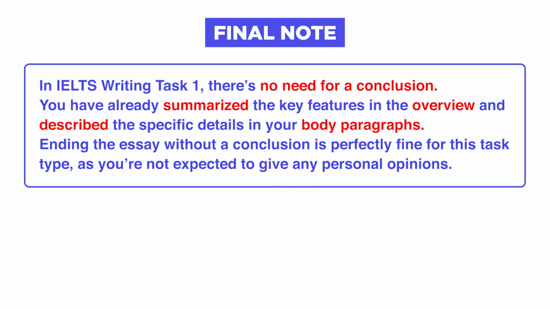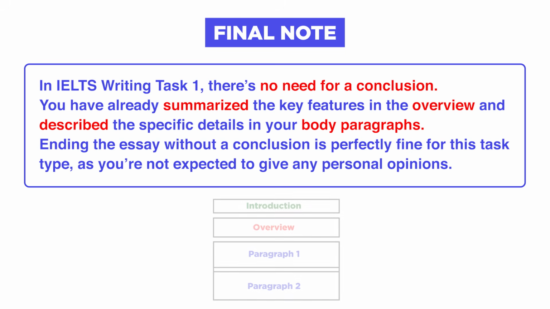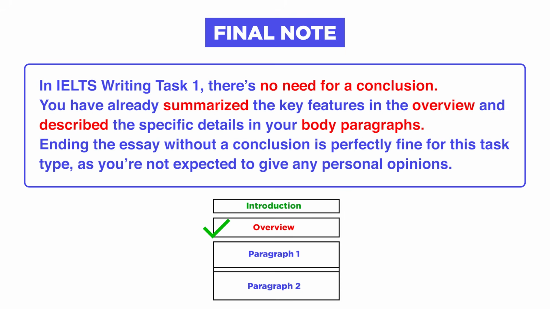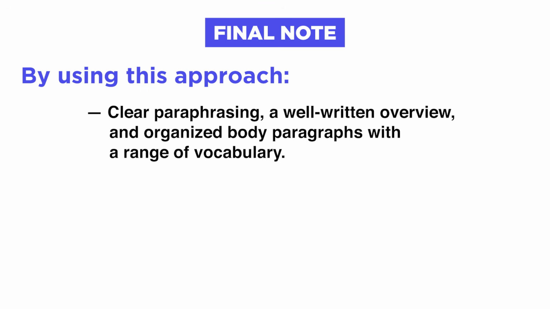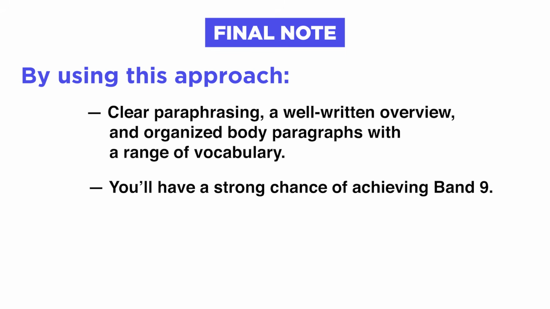Final notes. In IELTS Writing Task 1, there's no need for a conclusion. You have already summarized the key features in the overview and described the specific details in your body paragraphs. Ending the essay without a conclusion is perfectly fine for this task type, as you're not expected to give any personal opinions. By using this approach, clear paraphrasing, a well-written overview, and organized body paragraphs with a range of vocabulary, you'll have a strong chance of achieving Band 9.